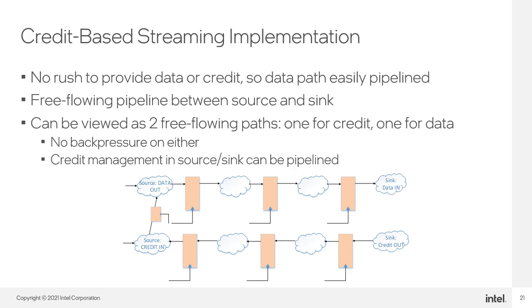The implementation in hardware of a streaming credit interface connection looks like this. There are now essentially 2 paths, one going from source to sink for the data, and one going from sink to source for sending credits. With separate pipelines and knowledge through the credit system, there is no rush for providing data or credits, so it's easy to add additional pipeline stages to the data path. And, as mentioned, adding pipeline stages can greatly improve performance, especially in a hyperflex architecture.